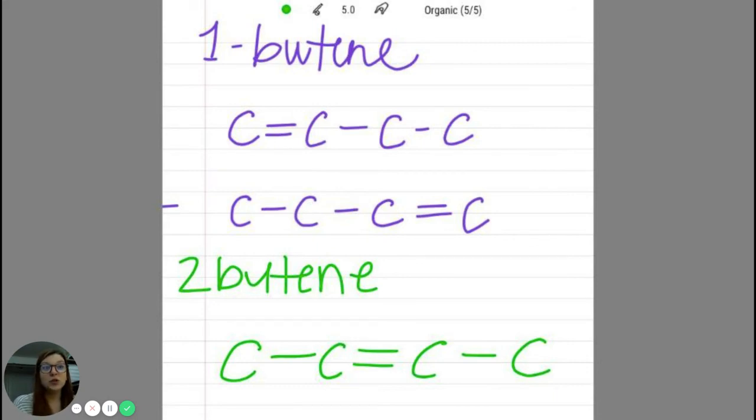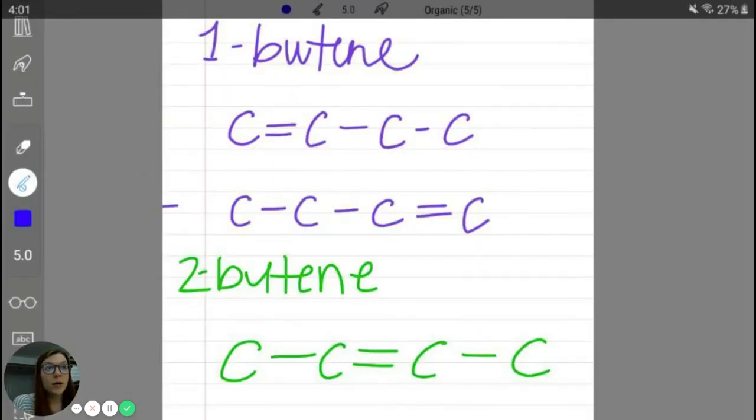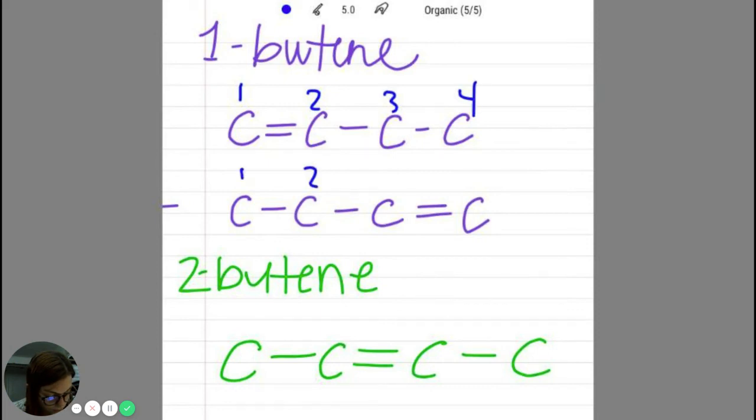So I have to give it an address. We put the number in front to tell you which carbon this special thing is attached to. And the special thing in this case would be the double bond. So what happens is we number all of our carbons. 1, 2, 3, 4. 1, 2, 3, 4. 1, 2, 3, and 4. So the way that we assign these numbers is that we want the number to be the lowest number possible.